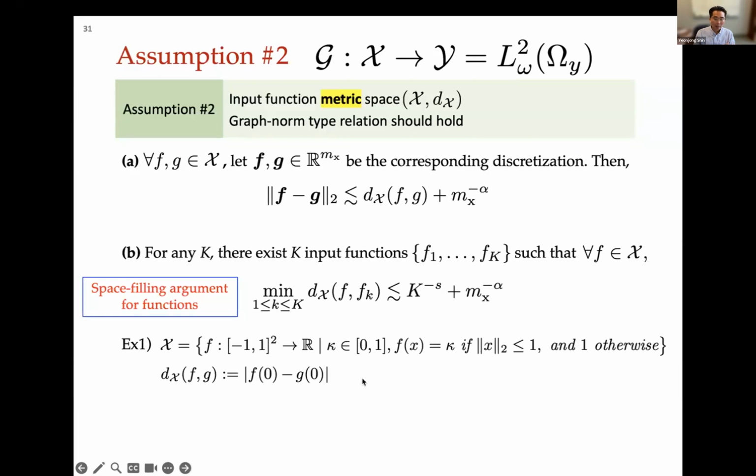There are multiple examples that satisfy these two properties. One is, let's say, a function that is constant within a unit circle and one otherwise; with this metric, the two properties are satisfied. Another is continuous functions with bounded C1 norm. A bounded C1 norm on a bounded domain gives a Lipschitz function, so everything can be well controlled. In that case our metric is the L2 norm of f minus g, and this is well satisfied. There are more, but I skipped them for the interest of time.